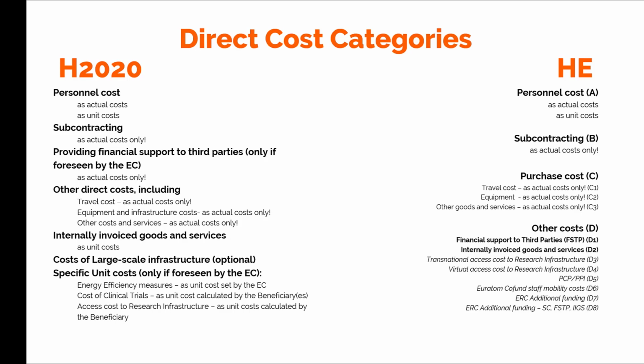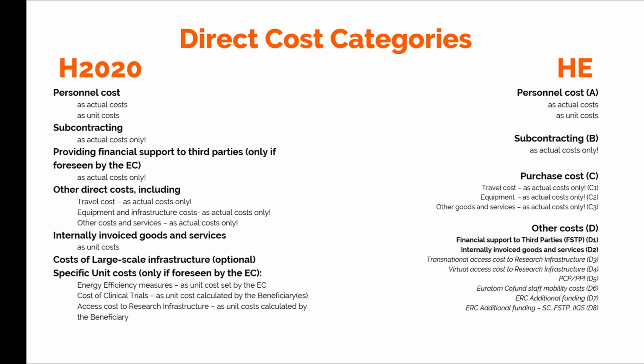On the other side of the slide, you see the Horizon Europe setup. Now, guys, it's almost completely identical, just differently grouped. Personnel cost is personnel cost. Nothing changed. A lot changed within personnel cost concerning the calculation, but concerning naming, it's the same. Subcontracting is subcontracting.